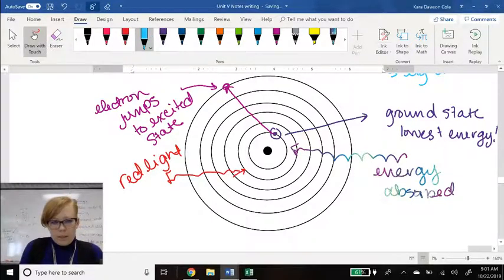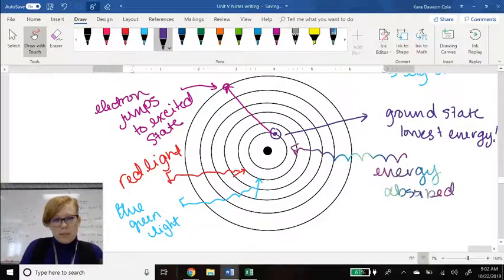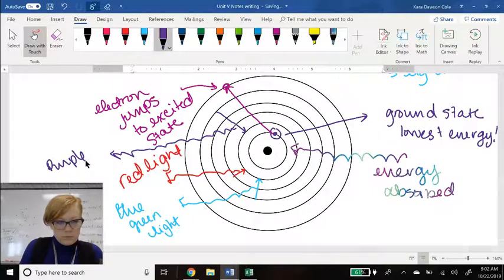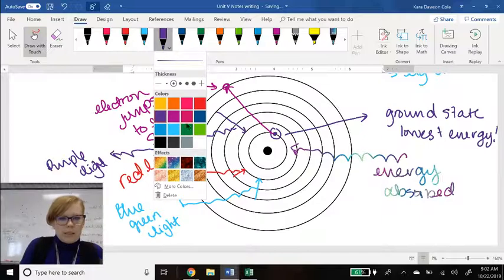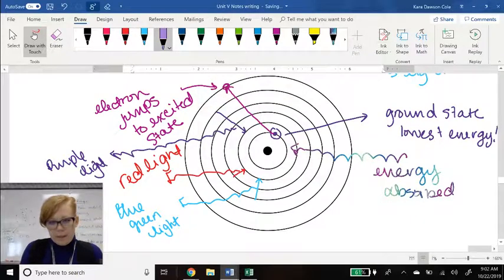You get a blue-green light when it falls from n equals 4 to n equals 2. We get a purple light from here to here. And then we get this really, really hard to see violet light.